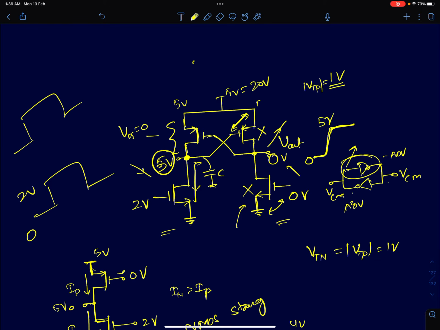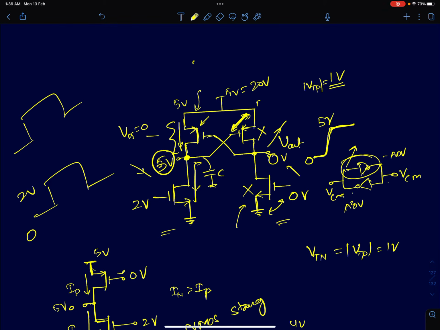Many things are happening here now. This PMOS is starting to conduct. It will not conduct until it goes to 4 volts, but it's slightly going into the weak inversion region. This PMOS has a huge VGS and its VDS is slightly increasing, so it will start charging.